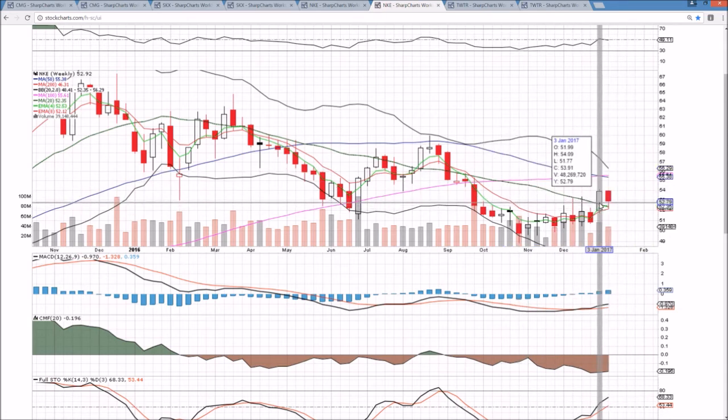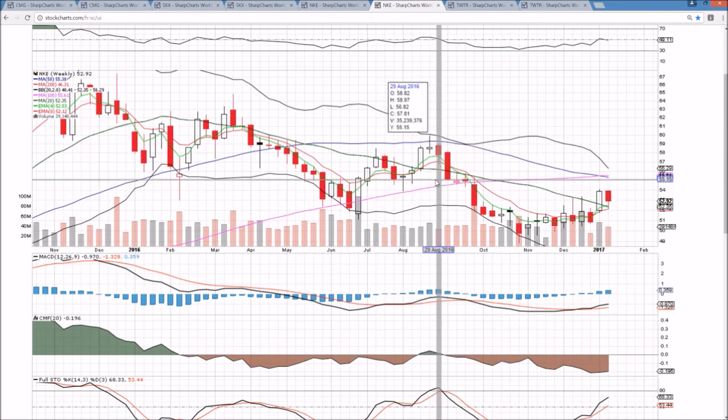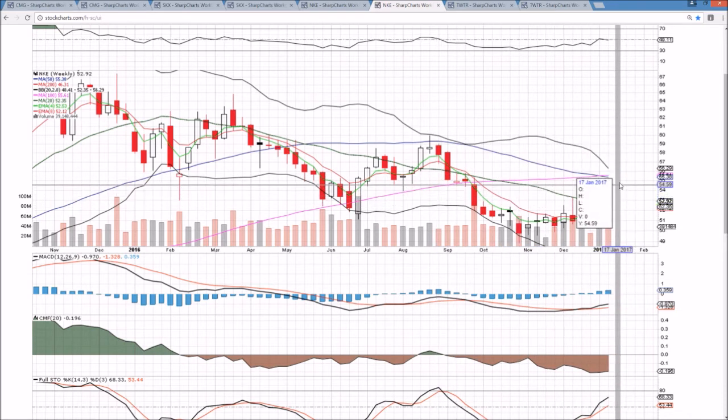So clear resistance in the upper $54 range. If we were to get a break and continuation with higher highs, we would be looking then at the next resistance up at 55 psychological, where the 50-week moving average resistance will be waiting.